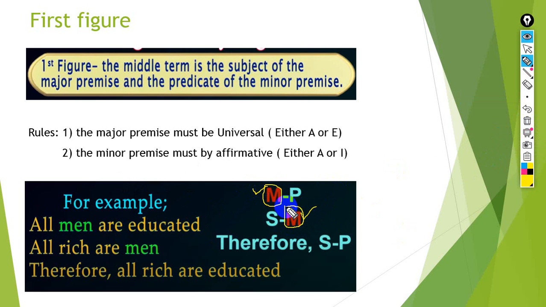So this is the arrangement of the major and minor term. So here we have rules for the first figure. The major premise must be universal. The minor premise must be affirmative. So look at this. What does it mean? The major premise must be universal.